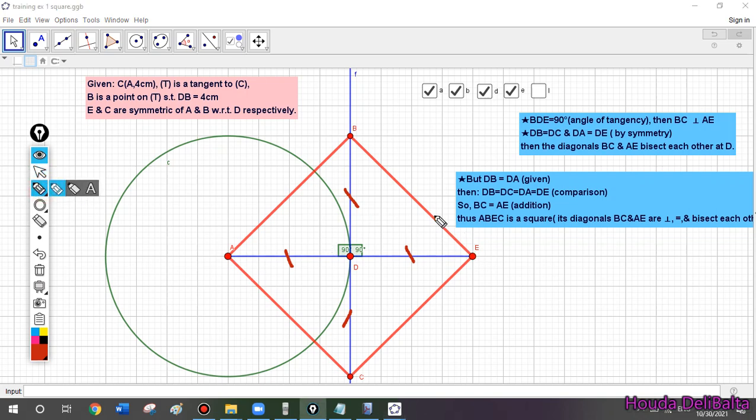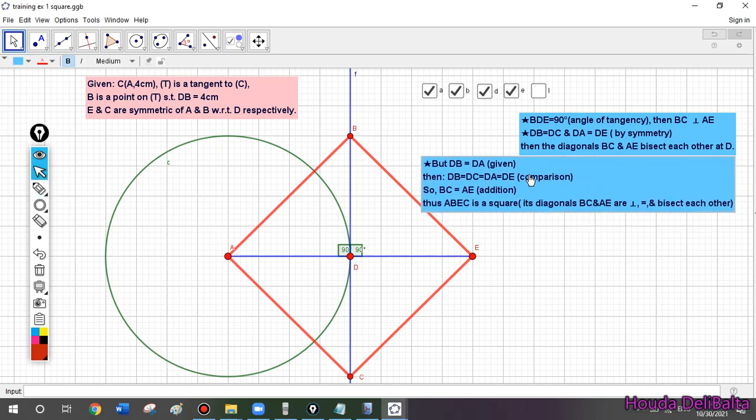And now, if I add DB and DC, and if I add DA and DE, I'm definitely going to get BC for one and AE for the other, and that's the addition property. So DB plus DC gives all of BC, and DA plus DE gives all of AE, and by that I proved that the diagonals BC and AE are equal. Thus ABEC is a square because its diagonals BC and AE are equal and bisect each other. So the diagonals are equal, perpendicular, and bisect each other. The three conditions are maintained: perpendicular, as for that 90 degrees, bisecting each other, and equal as done here.